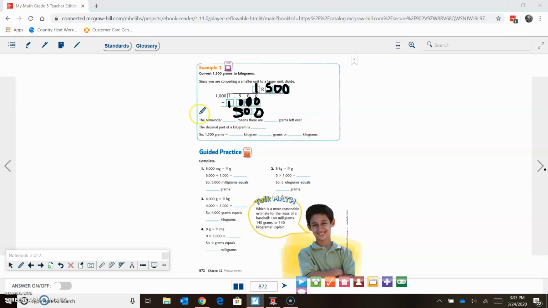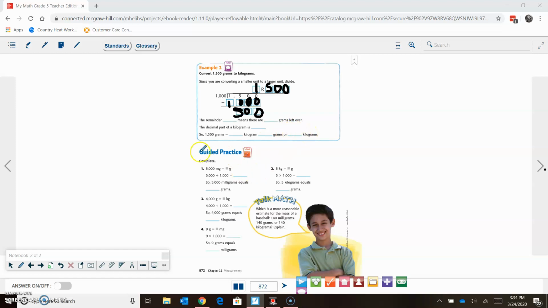Okay? Did you get all that? Because this is a really little space to write. So the remainder, 500, means there are 500 grams left over. The decimal part is half. So 1,500 is 1 kilogram, 500 grams, or 1.5.